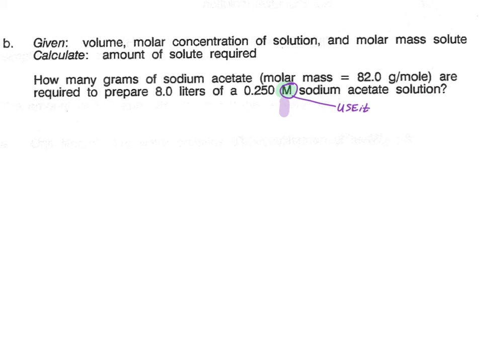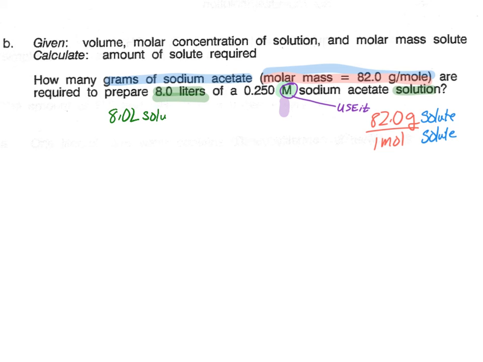The first thing we know is that we're going to be looking for the grams of sodium acetate, which is our solute. We know the molar mass of sodium acetate, and that's 82 grams. And we're going to write that over moles so that we can see that that is a ratio. Next, we're going to see that we have 8 liters of solution. You kind of read all the way across. And finally, we know that we have a molarity of 0.250. That's moles of sodium acetate per liter of solution. So we can see that that is also a ratio and not a good place to start the question.